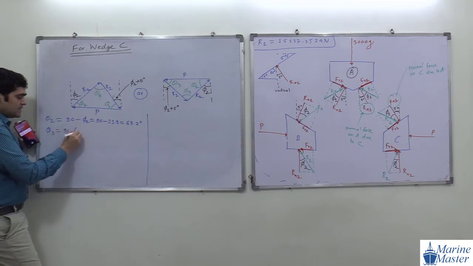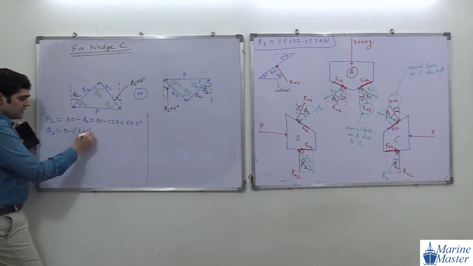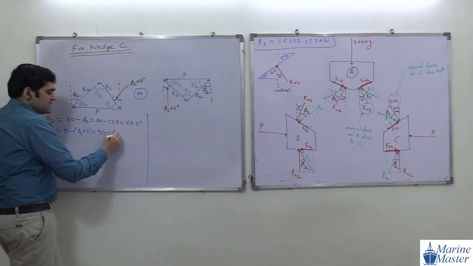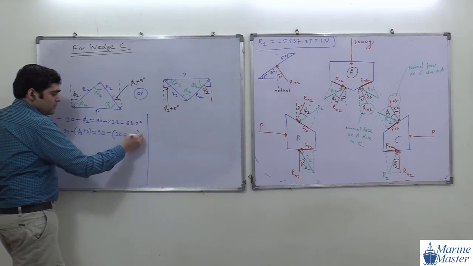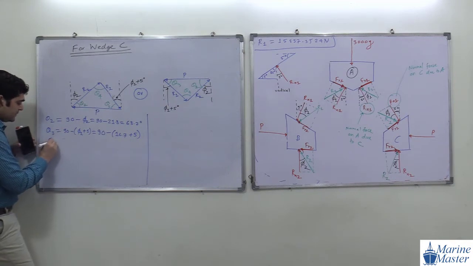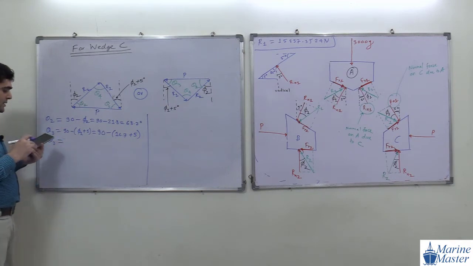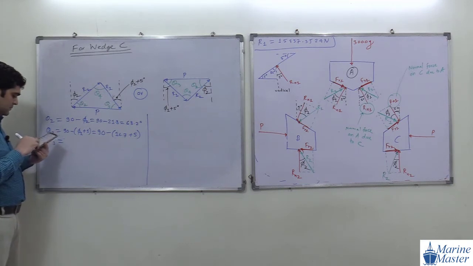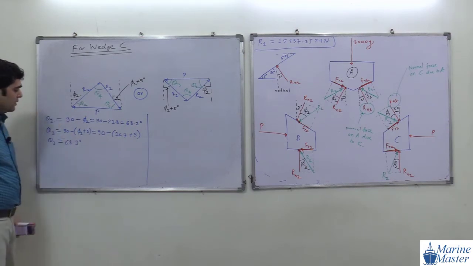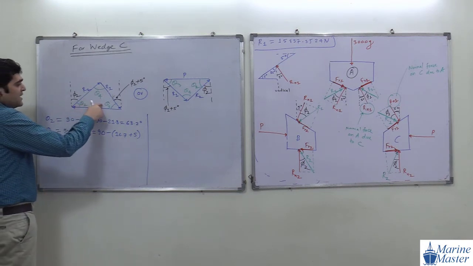Then theta 3 will be equal to 90 minus (phi 1 plus phi 2). See the point here, everyone. So 90 minus phi 1 is how much? 16.7 plus 5. Okay. So what will be the value of theta 3 guys? 90 minus, so 68.3 degree. Okay, good.